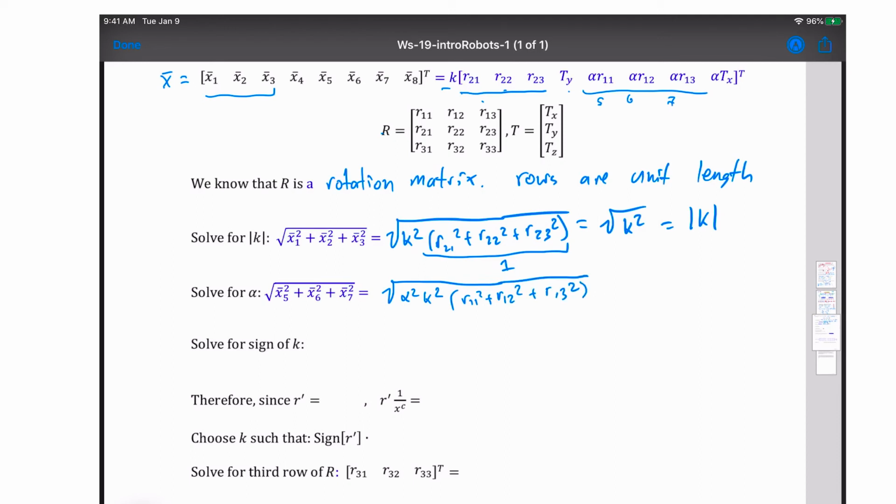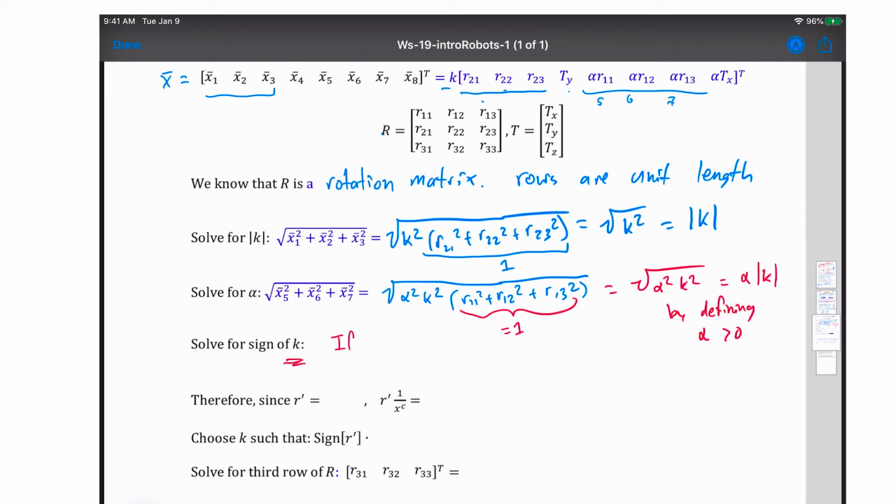And since this thing here is unit length, this is equal to just the square root of alpha squared k squared, which is just equal to alpha times k. And we do that by defining that this alpha is greater than 0. So now we need to solve for what is the sign of k.